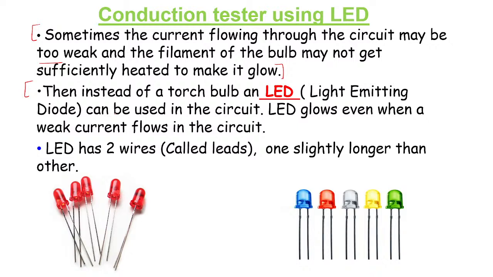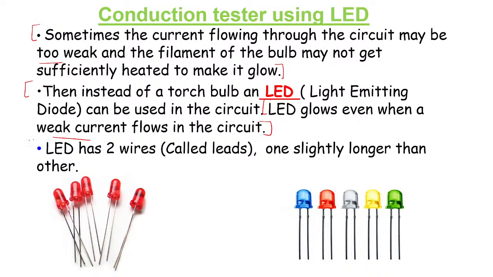Why LED? Because some liquids conduct electricity, but maybe the flow of electrons is very slow, and that is not enough for the bulb to glow, and so it may not indicate. And we say that if the bulb does not glow, that means electricity is not flowing through the liquid. To be very precise and accurate, we can use LEDs as conduction testers. As I've already told you, LEDs are light emitting diodes. They glow even if the current is very weak. Even if the current is weak, if it is flowing in the circuit, it can be detected using this LED.